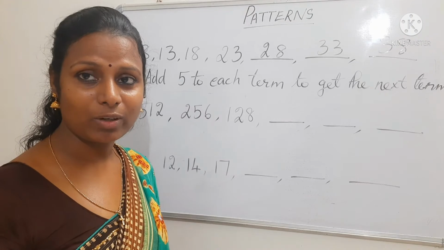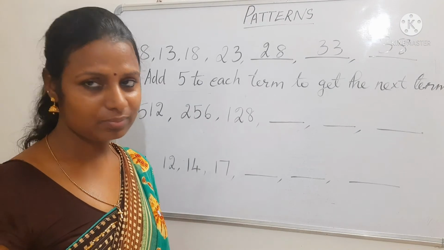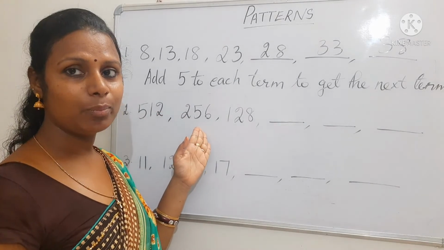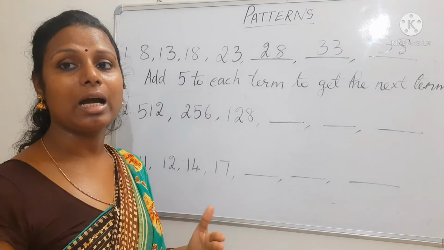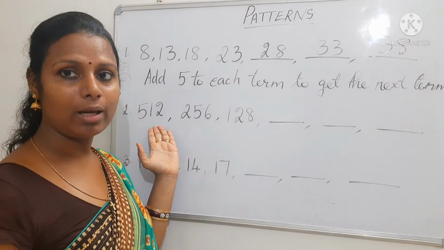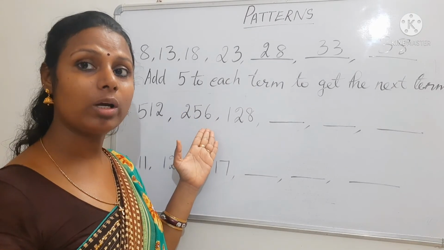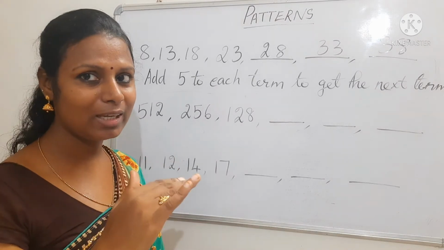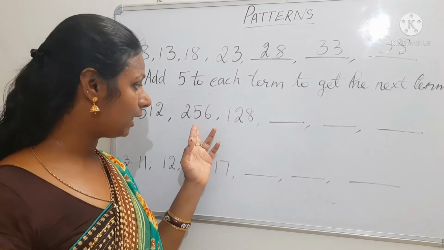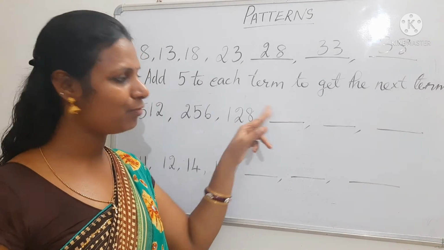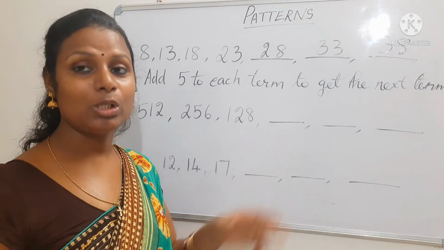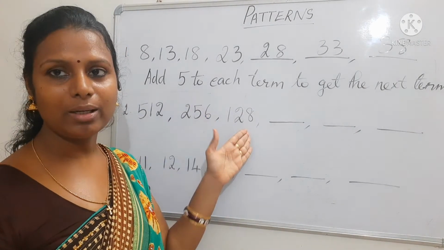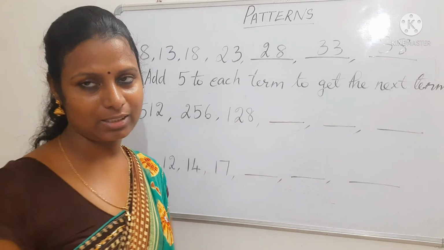Then what could be the other one? That should be division. So when we divide, by which number do we divide so that we get half? Here 512, if we divide, it is 256. That means we have to divide by 2. Half चाहिए तो 2 से divide करना पड़ेगा. Then again if you divide, you get this. Again if you divide, you will get the next term. So what can be the rule? Divide each number by 2 to get the next term.